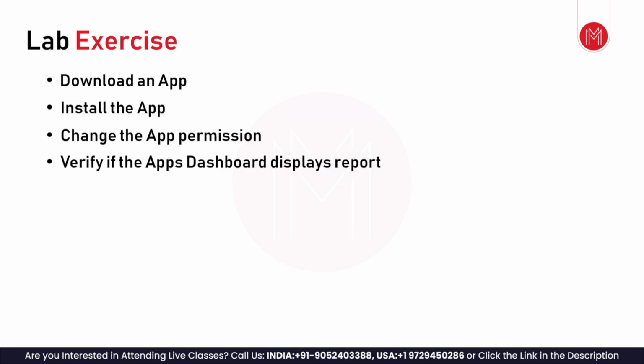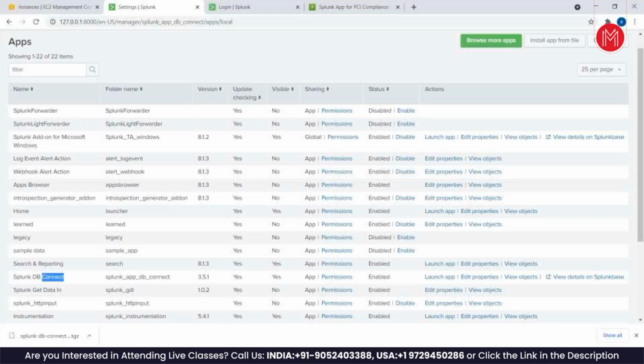Now let's move into the lab session. Now what is this lab session? Download an app, install the app, change the app permissions, verify if the app dashboard displays reports. For this specific exercise, we are going to go into Linux servers and verify. So till now we have verified in Windows. Now let's go and download the application for Linux.